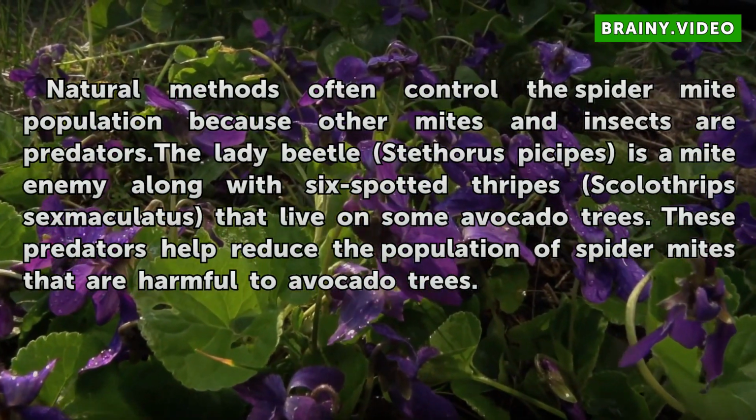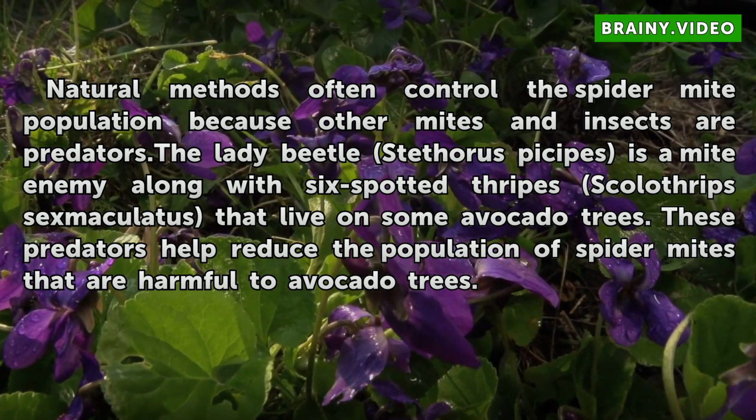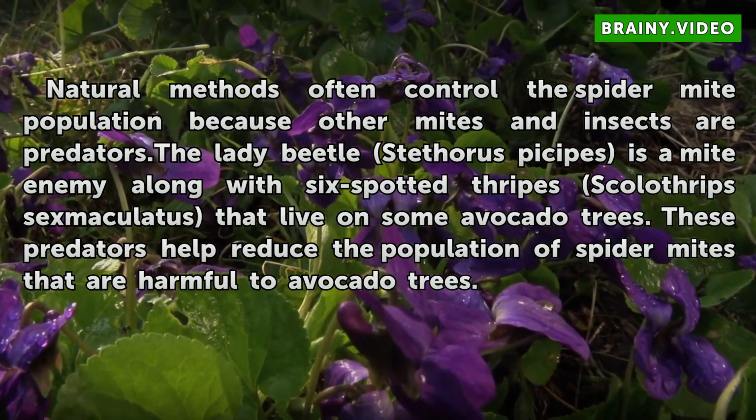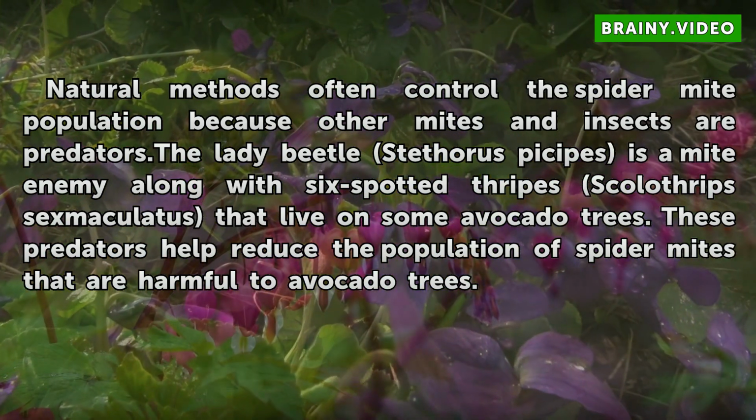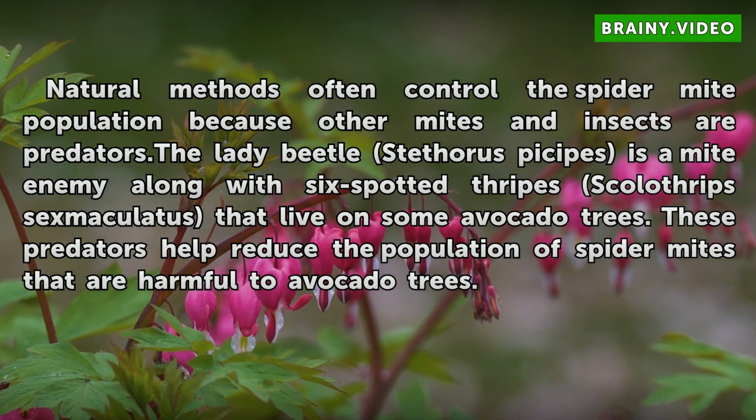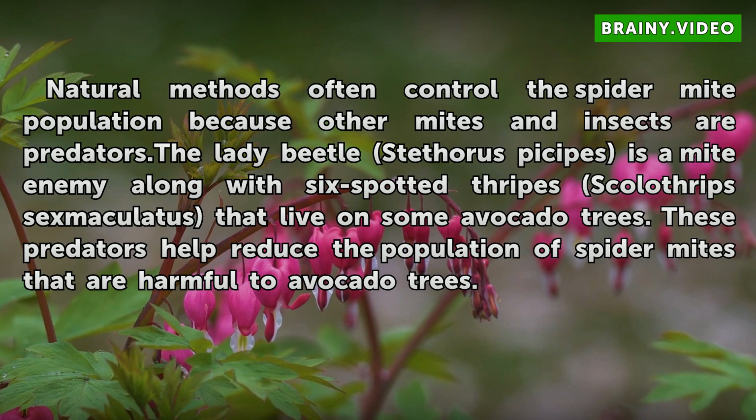Natural methods often control the spider mite population because of other mites, insects, and predators. Lady beetle Stethorus picipes is a mite enemy, along with 6-spotted thrips Scolothrips sexmaculatus, that live on some avocado trees. These predators help reduce the population of spider mites that are harmful to avocado trees.